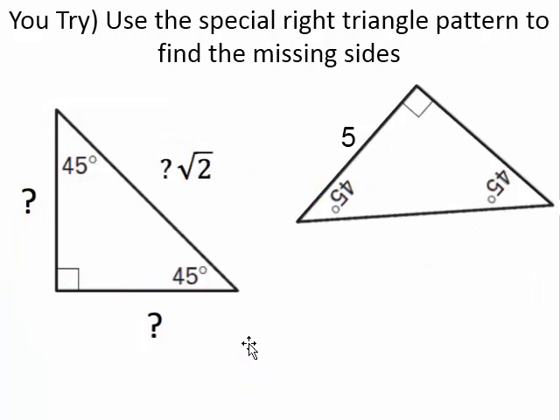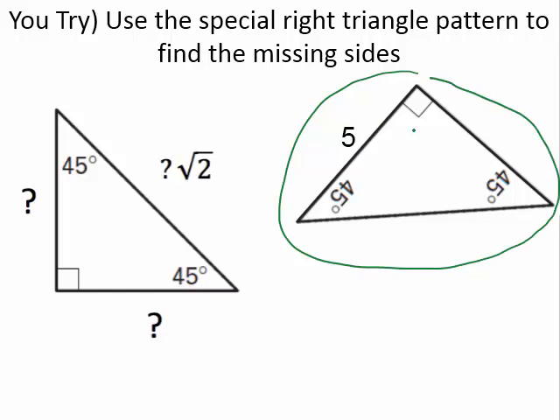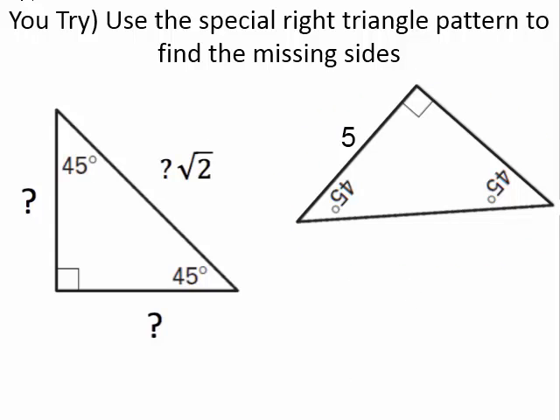So here's one for you to try. I've given you a 45, 45, 90 degree triangle to the right, and given you the pattern again on the left. Go ahead and find the missing sides of that triangle. Pause the video, work it out, and press play when you're ready to see the answer.